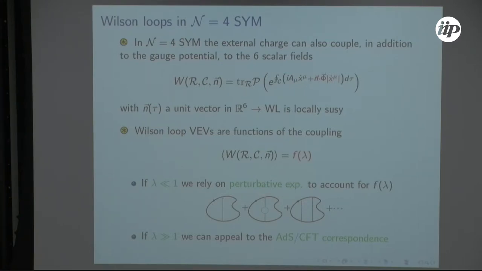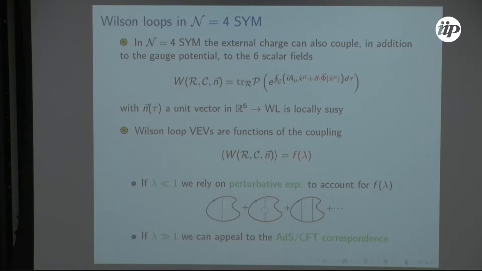So what can you do? Well, if this coupling constant is small, as usual, you can always do a perturbative expansion, expand this exponential and start to compute expectation values. Then you would get a propagator connecting two points on the loops, and you can have that with loop corrections or more points. So you have a diagrammatic perturbative expansion of the expectation value.